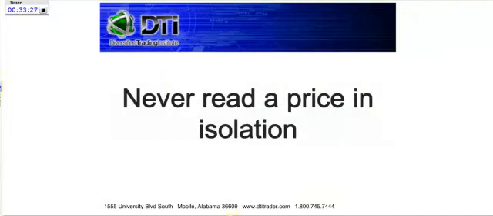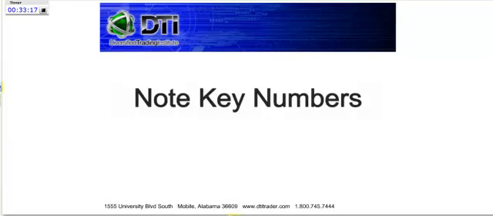I said never read a price in isolation. Group these markets together, and then see the trends develop and make sure there's no divergence. If you look at today's market, what kind of divergence did you see in today's sell-off? Did anybody recognize what kind of stocks stayed stable and what kind of stocks actually went up? Huh?